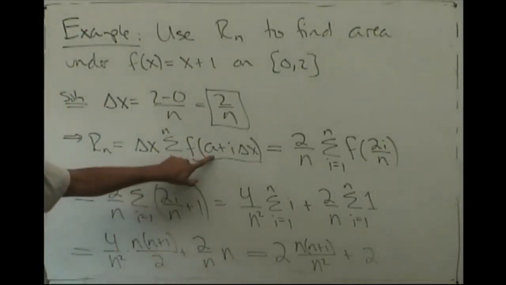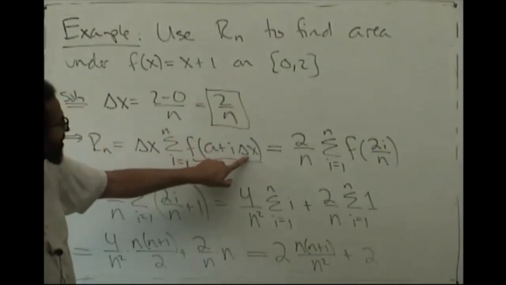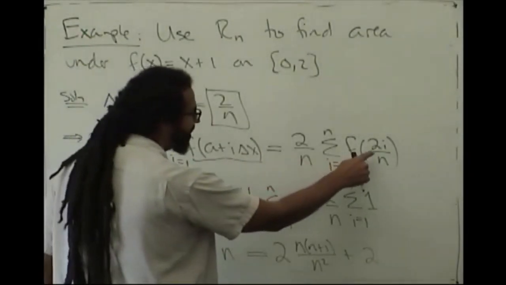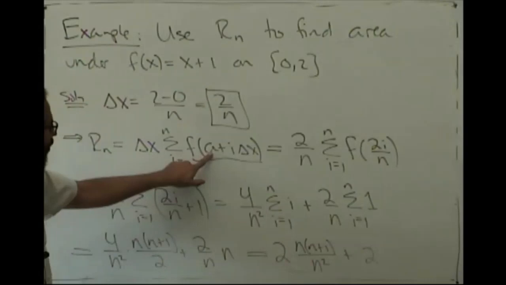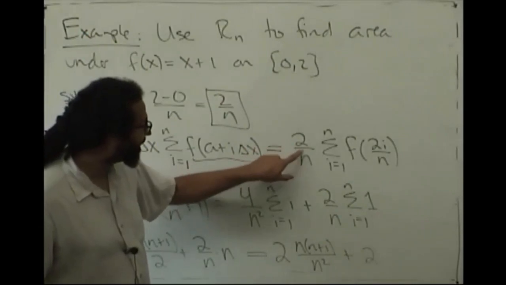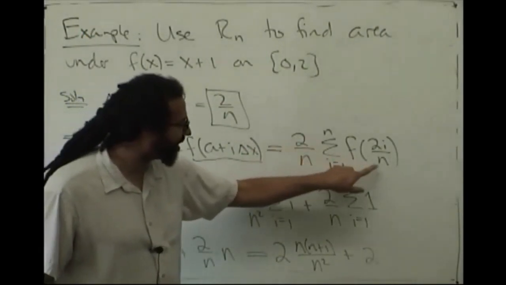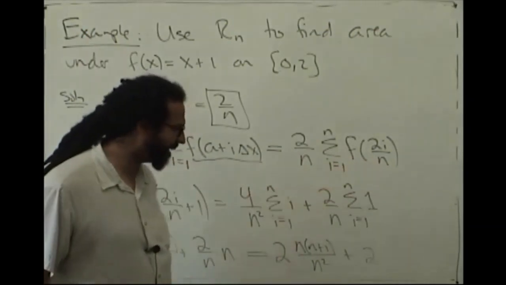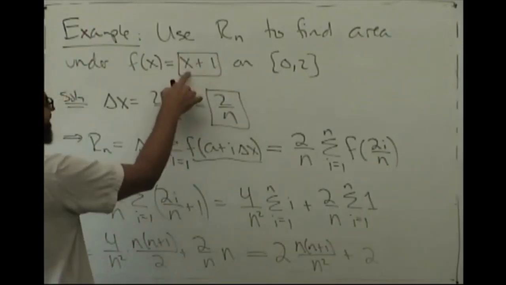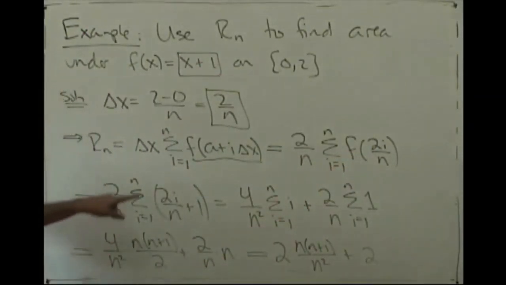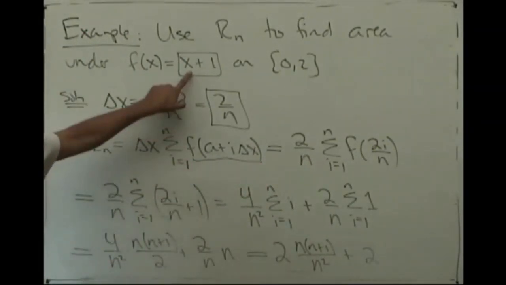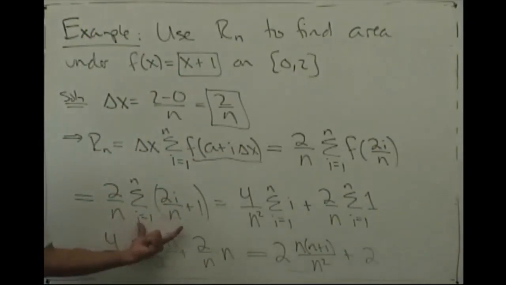So now a in this problem is 0, and delta x in this problem is 2 over n. So I really just get f of 0 plus 2 over n times i. So really R sub n is this thing, 2 over n, the sum, i goes from 1 up to n, f of 2 times i over n. But what's f? It's really x plus 1. So everywhere I see an x, I'm going to write 2i over n. So now instead of writing f of 2i over n, I've got 2i over n plus 1, just like the function.